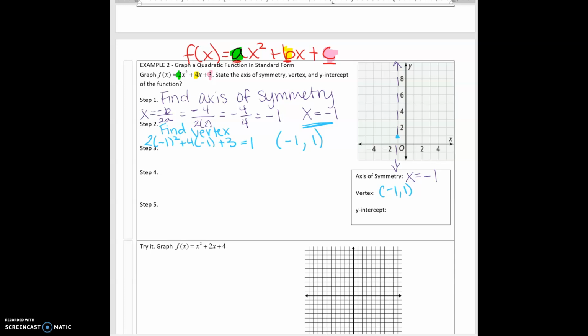Okay, then plot the y-intercept. So remember, we look right there, and so our y-intercept is 0, 3. Okay, then we need another point.